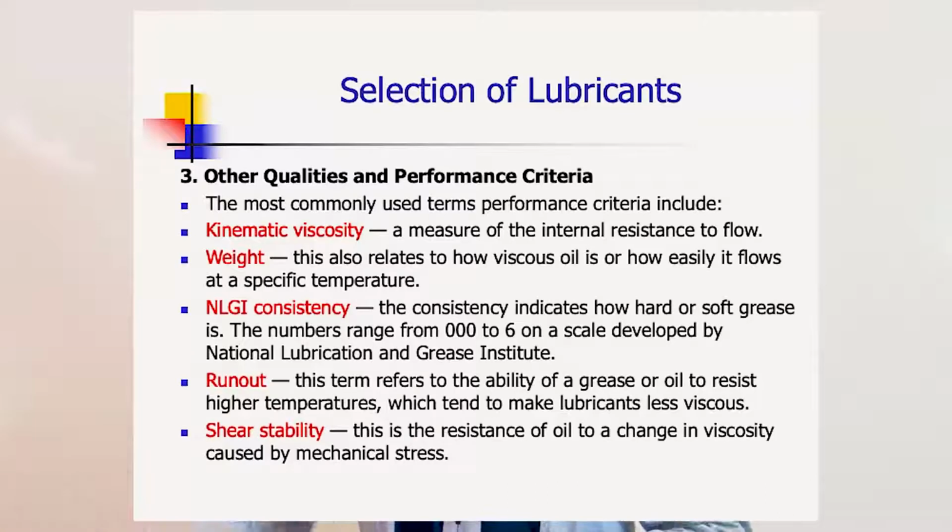Other qualities and performance criteria that I need to watch out for when I'm trying to select my lubricant. And the most commonly used terms include what? The performance criteria include kinematic viscosity, which is a measure of the internal resistance to flow. Like I explained earlier, you drop a drop of the lubricant here and you watch. If it has a high kinematic viscosity, it means the molecules are able to hold themselves together. High adhesive force exists between them, or cohesive force, I mean, and they will not just start flowing and then disappear from that place. So the kinematic viscosity has to be very, very high.